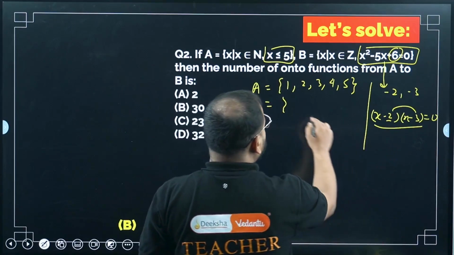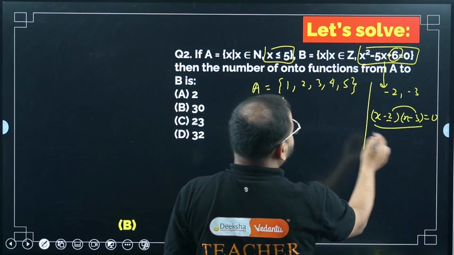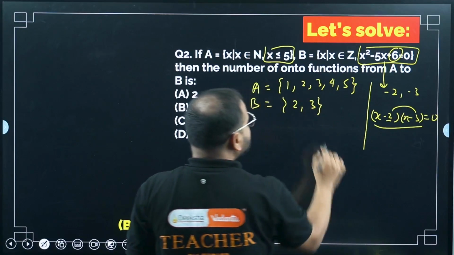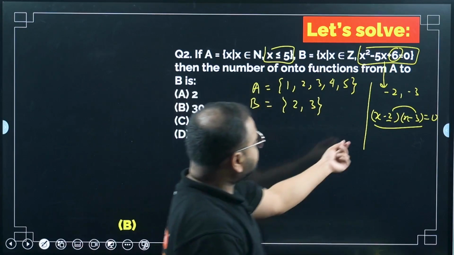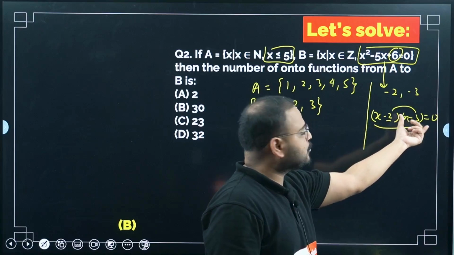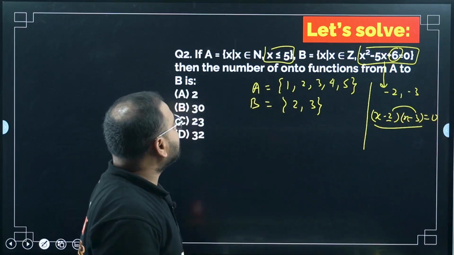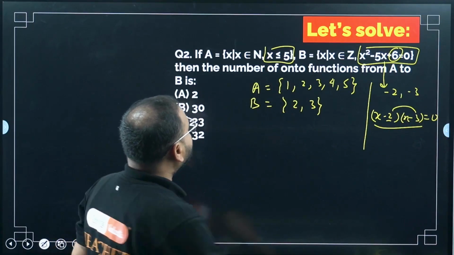Do the expansion. So what would the answer be here? Answer would be 2, 3, right? If you put x minus 2 equal to 0, x equals 2, and x minus 3 equal to 0, x equals 3. Two answers are there. Now they're asking us the number of onto functions.